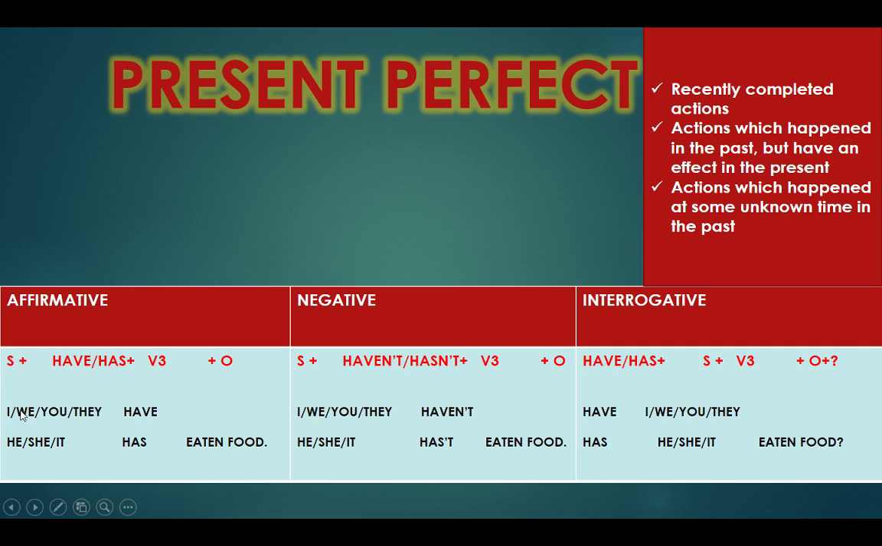Okay, here we go. Examples: I, we, you, they have, he, she, it has eaten food. I, we, you, they haven't, he, she, it hasn't eaten food. Have I, we, you, they, has he, she, it eaten food? You need to change your helping verb with he, she, it. It's similar to the present simple, where we had to make some changes. There are changes with he, she, it only. We are using has with he, she, it. I hope this one is clear, right?